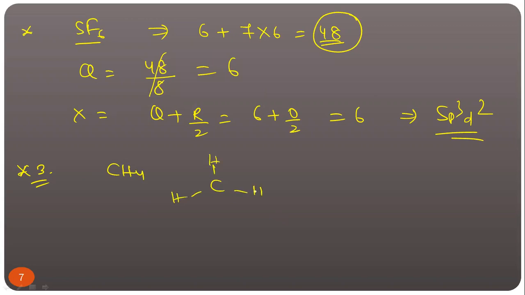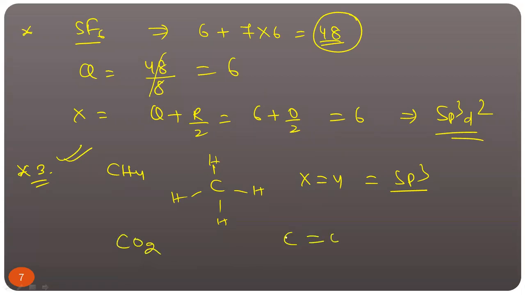Like how many sigma bonds? 4 sigma bonds, means x is equal to 4. So hybridization is sp3. Generally, this method is used in organic chemistry. For example, CO2. What is the CO2 structure like? We know if there's a double bond, 1 sigma and 1 pi. Here is 1 sigma, 1 sigma. 1 plus 1, 2. X is equal to 2. So hybridization is sp. Clear?